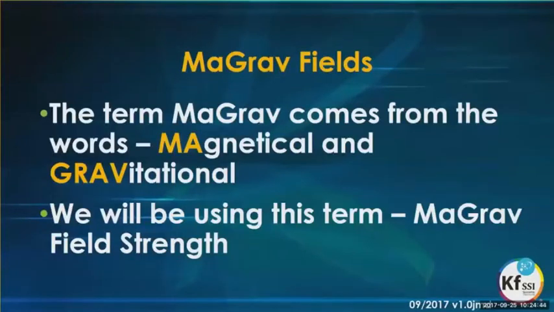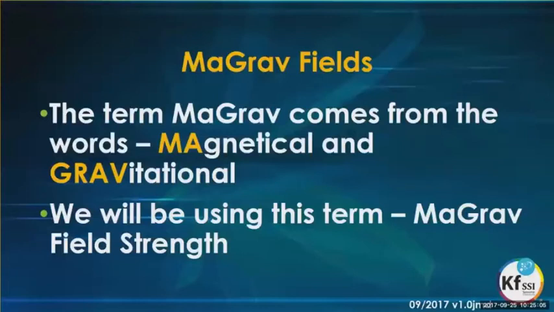And it comes from the two words magnetical and gravitational. And we will then be using this in terms of magnetic field strength of certain GANs and certain plasmas. But we need to understand this concept.